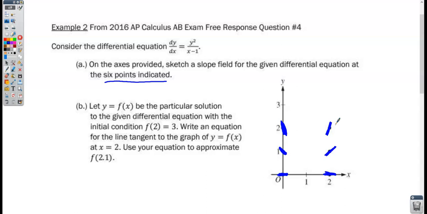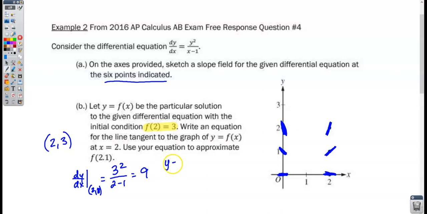Okay, so to write this tangent line, we need two things. Those of you who've listened to me before know these two things. We need a point and we need a slope. We're given the point 2, 3. And so in order to write the equation of the tangent line, we need the slope at this point. So we're going to take dy dx here, and we are going to substitute in the point 2, 3 and evaluate. So that gives us 3 squared over 2 minus 1. So we find that our slope is 9.